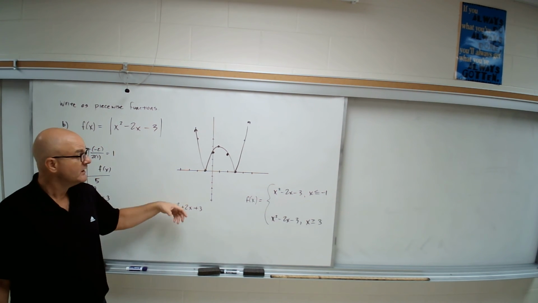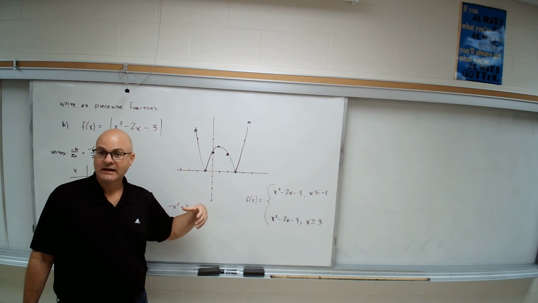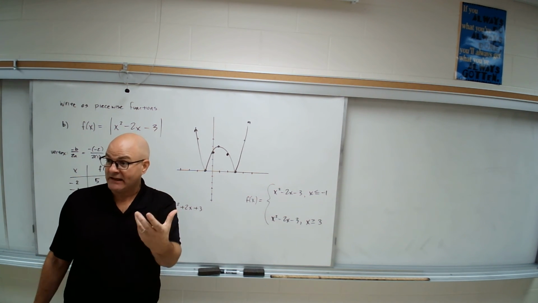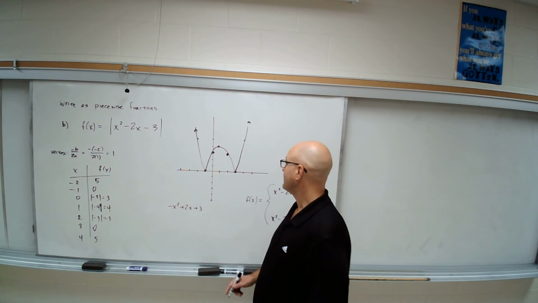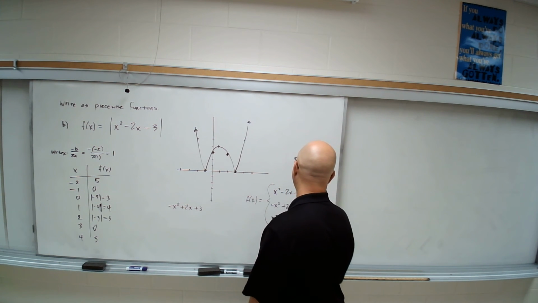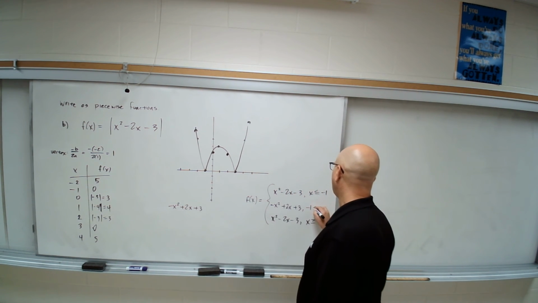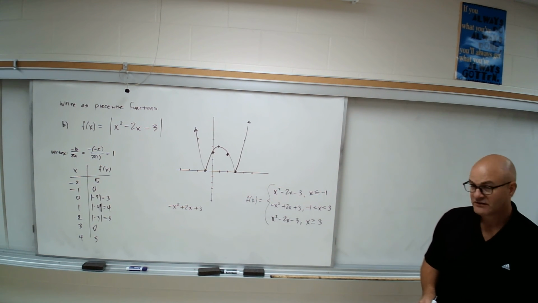Because what did it do? It took what was below the x-axis and made it negative, correct? And we saw with transformations, if you make the entire function negative, it flips it over the x-axis. So from here, we would get negative x squared plus 2x plus 3, for negative 1 is less than x is less than 3. That would be our piecewise function there.